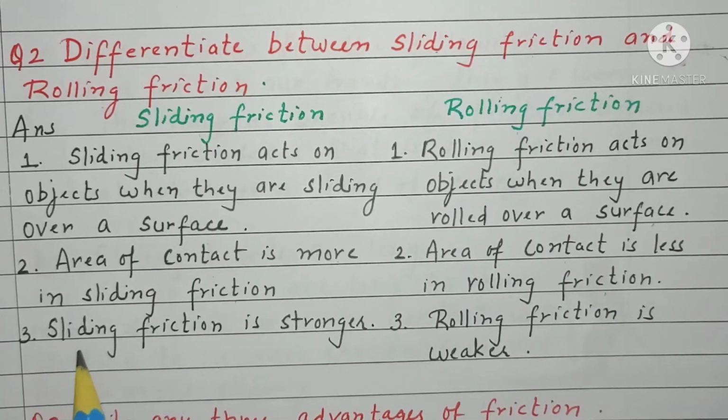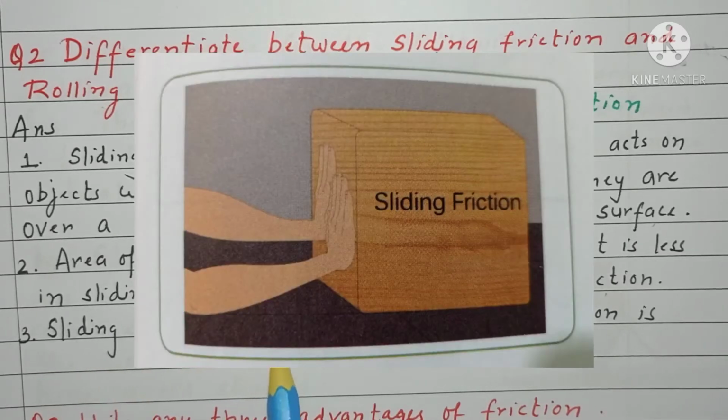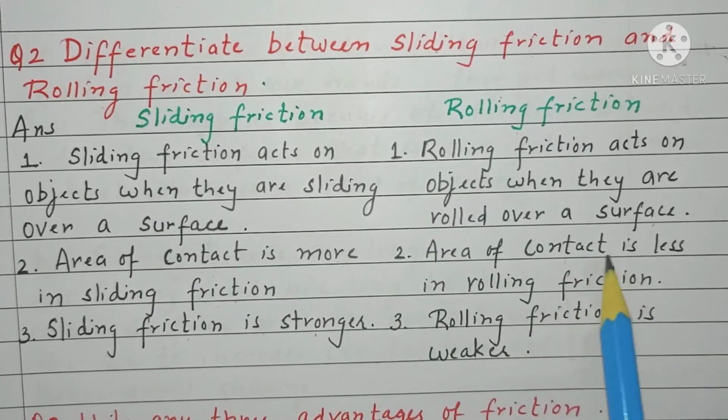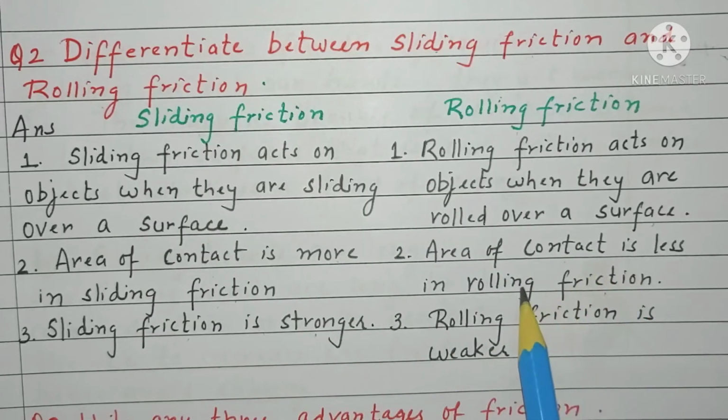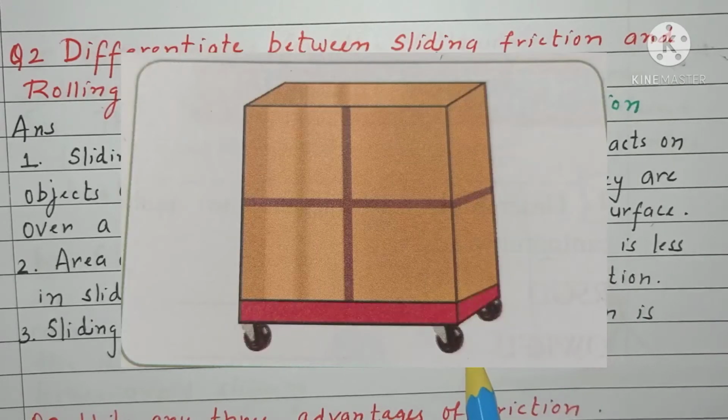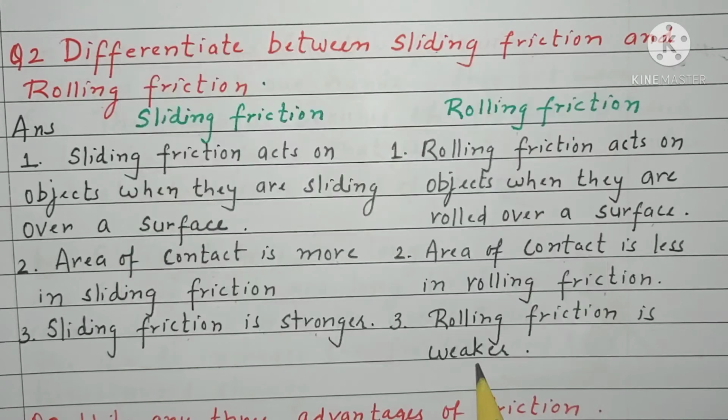Number 3, sliding friction is stronger. That is, as we can see, in sliding friction, the area of contact is more. So, it is stronger. And as the area of contact is less in rolling friction, so rolling friction is weaker.